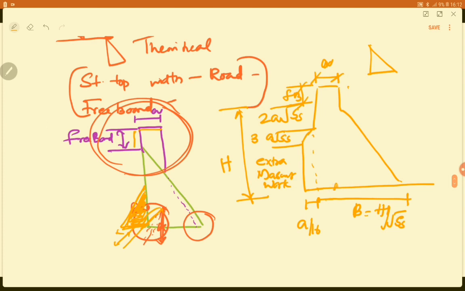And if it crosses, what happens? If the resultant is crossing the inner B/6 limit, you have the problem of the toe being under tension. So to make sure it doesn't happen, you are providing extra masonry on the upstream side. Fine. So this is the practical profile of a gravity dam.